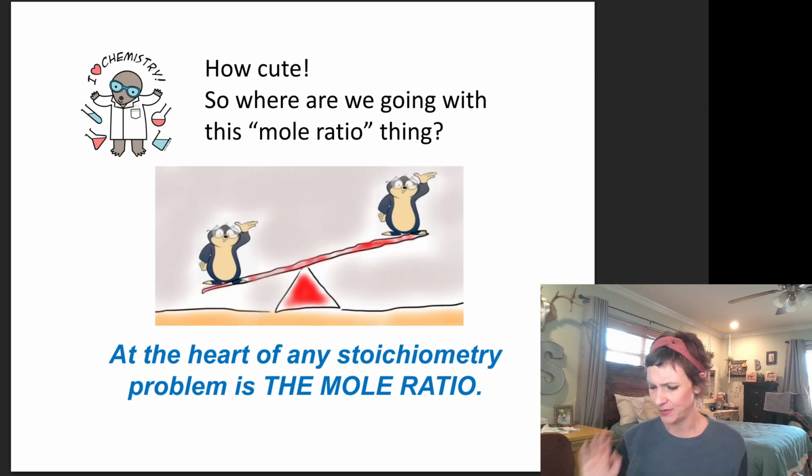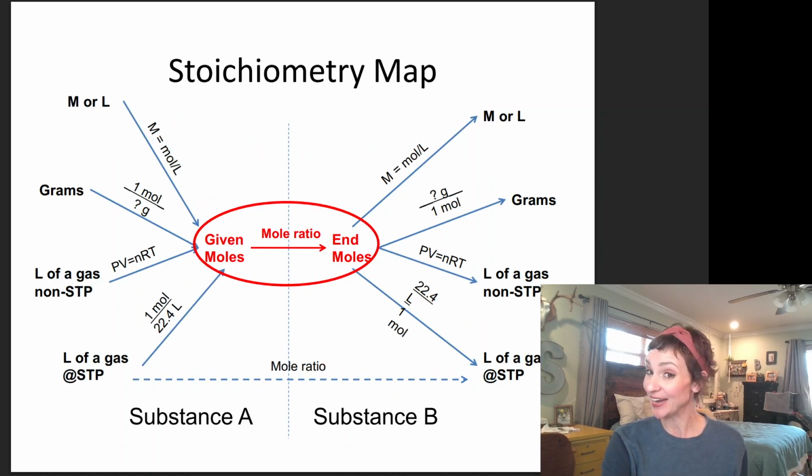And you're like, what do you mean, any stoichiometry problem? Is there more than one flavor? Yeah. So here is a general stoichiometry map. You're like, what is even happening here? This is where we will get to by the end of the year, but we're starting off with baby steps, so trust and believe that I will get you through this.